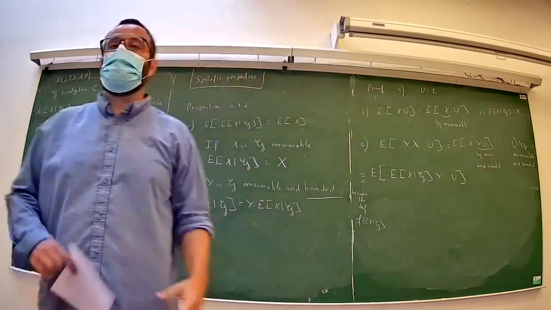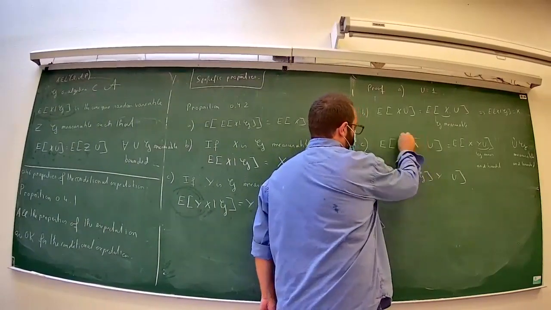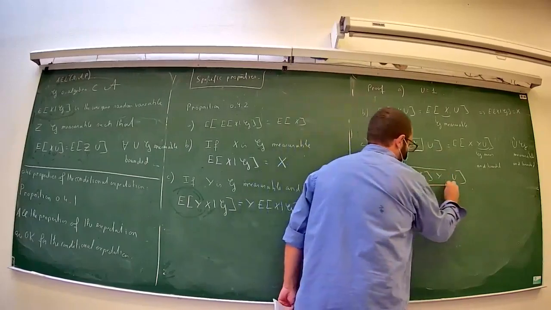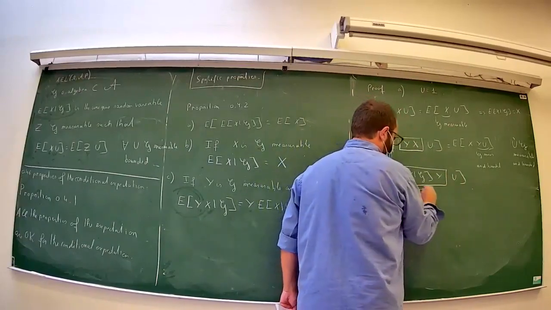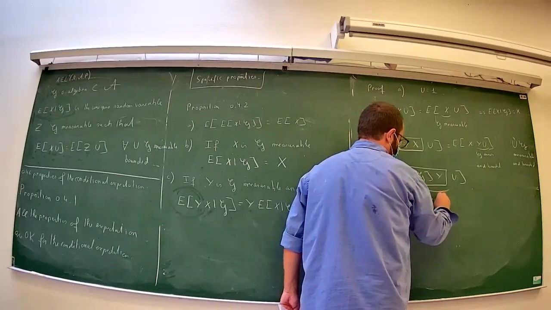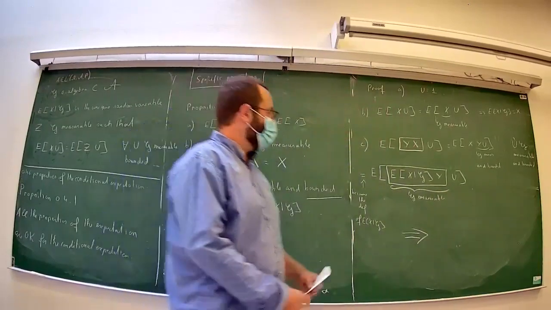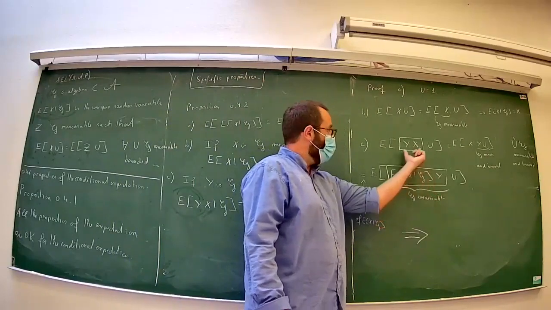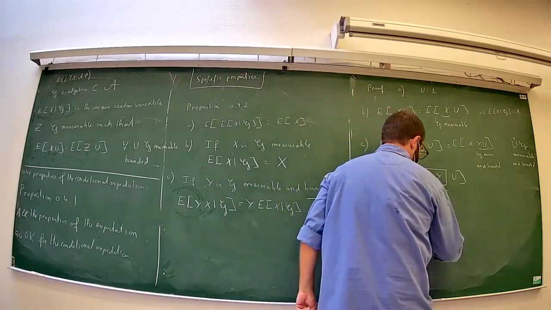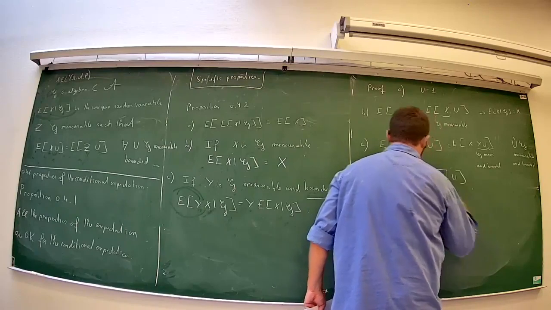And I say that in fact it's finished. Why is it finished? Because what I have done here, I have written the expectation of this one times u as the expectation of this one times u, where this one is J measurable. By definition of the conditional expectation, it means that what I have here is the conditional expectation of this one given J. The conditional expectation of yx given J is equal to this term.